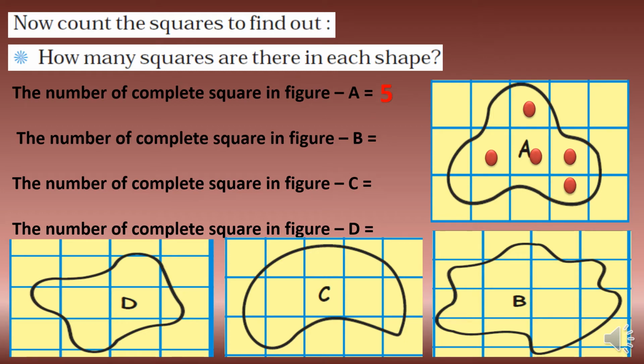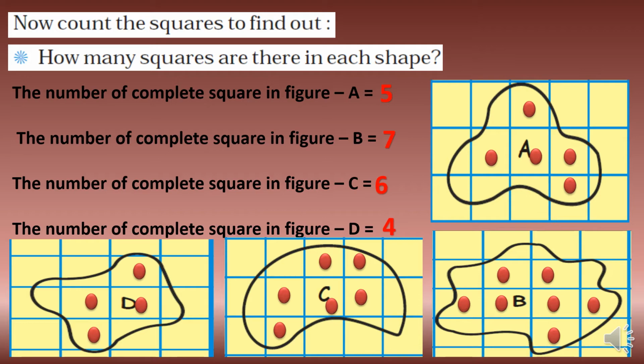In the same way, let us find out B. 1 2 3 4 5 6 7. So there are 7 squares in B. Let us find it for C. 1 2 3 4 5 6. There are 6 squares in C. And for the figure D, 1 2 3 4.